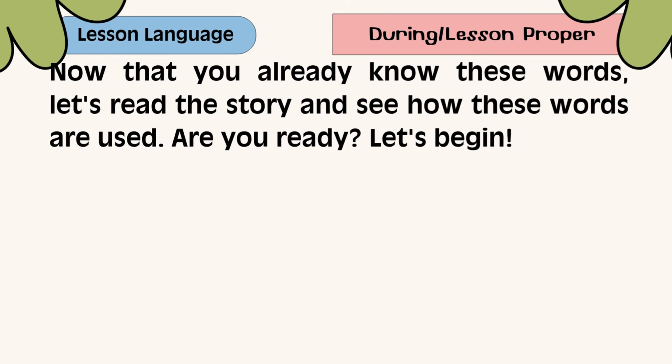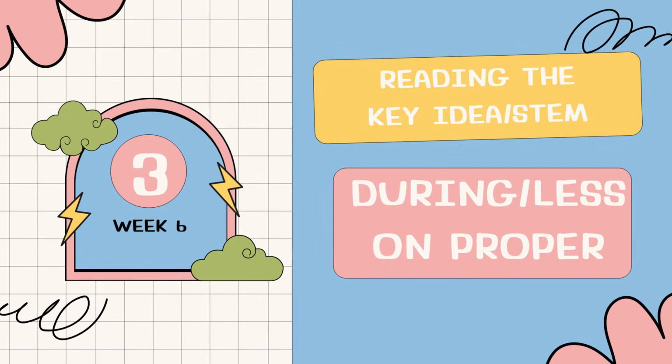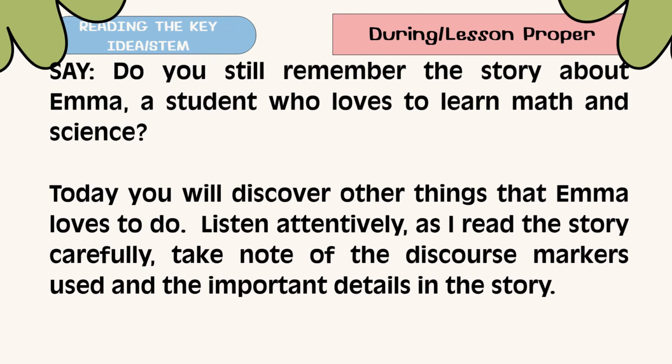Now that you already know these words, let's read the story and see how these words are used. Are you ready? Let's begin. Reading the key ideas. Do you still remember the story about Emma, a student who loves to learn math and science? Today, we will discover other things that Emma loves to do. Listen attentively as I read the story carefully. Take note of the discourse markers used and the important details in the story.